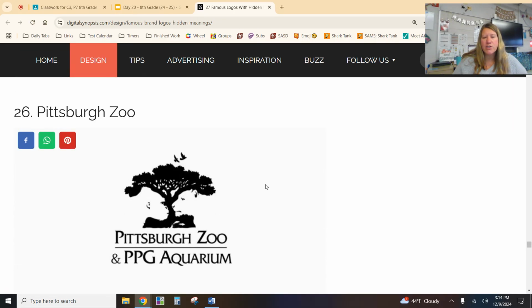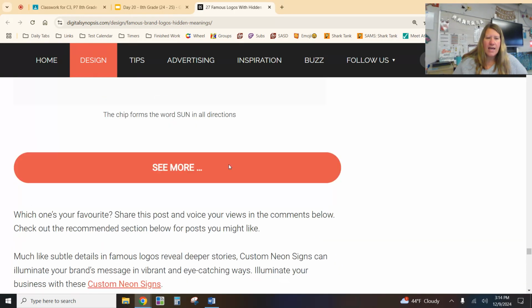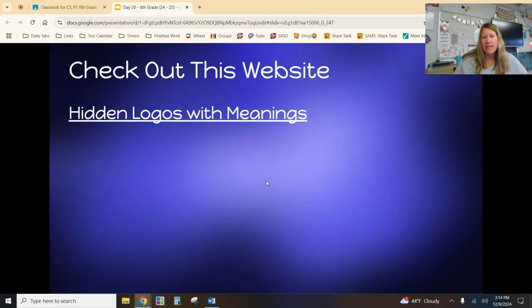This one, the Pittsburgh Zoo and the PPG Aquarium. I mean, most people probably look at that and just see a tree. But then some people, now that we're looking for hidden things, over here you might see that there is the chimp looking at a lioness. There's also fish down here, birds. And there you have some hidden meanings.